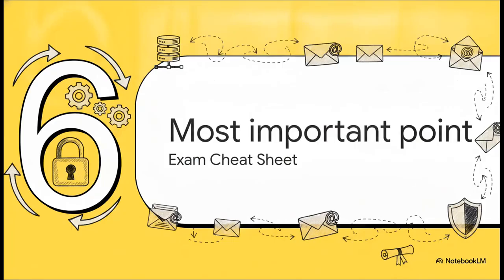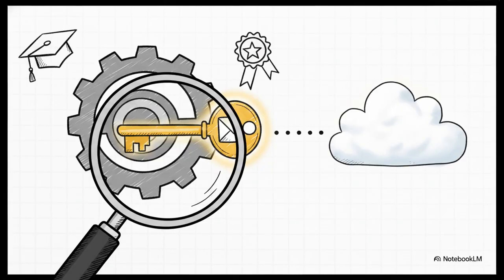Finally, Section 6, the most important point. If you take absolutely nothing else away today, lock this into your memory. If an exam scenario asks how to receive custom domain emails in a cloud service, your reflexive answer has got to be the MX record. It is the absolute linchpin of email delivery.